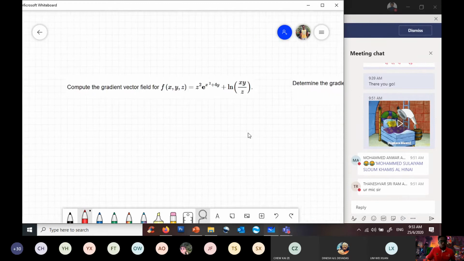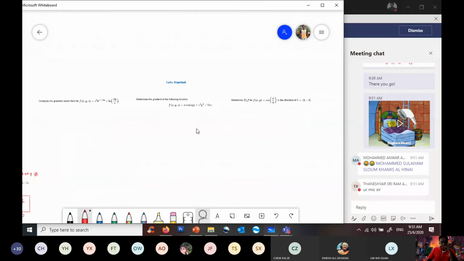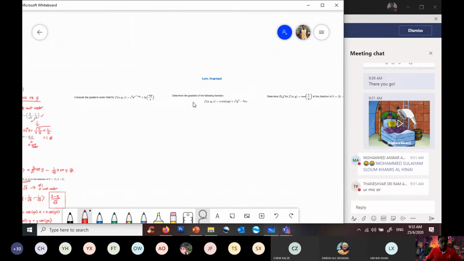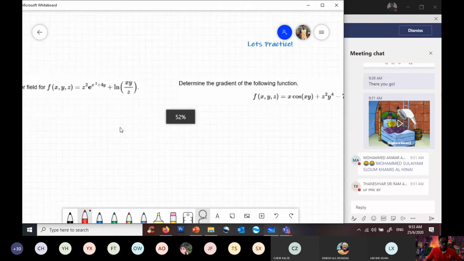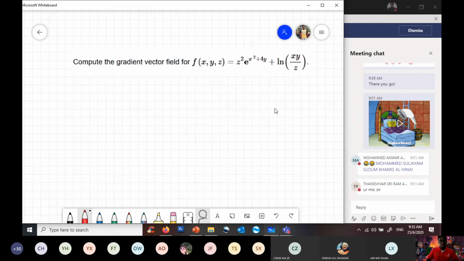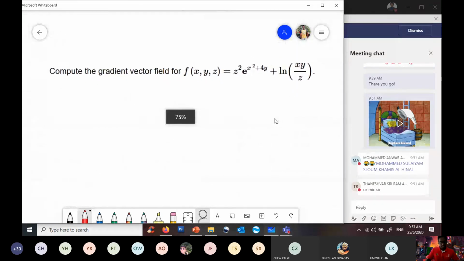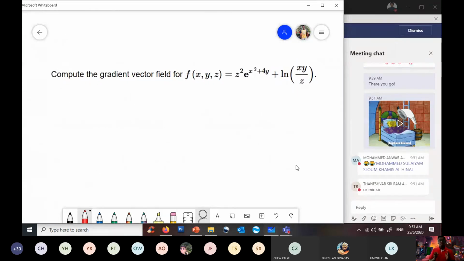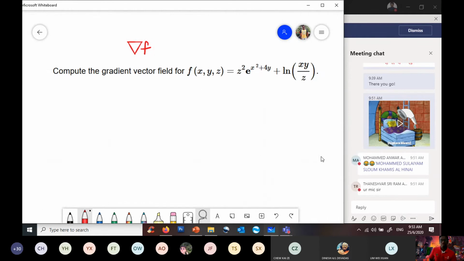Okay, so there you go. I have three questions, 1, 2, and 3. Everything is related to what we have learned so far. Let's start off with this. I want you guys to try it out before I even show you how to do it. Find the gradient vector field, something that we have just learned. Any questions, please ask me. This is not a test, all right? This is just a practice.